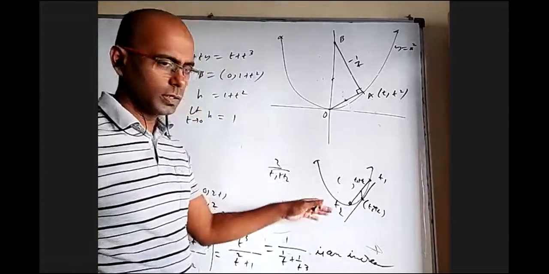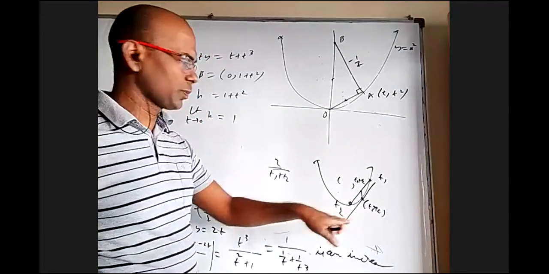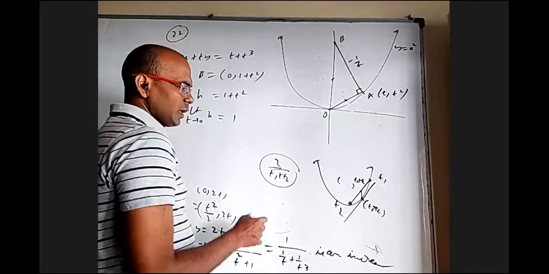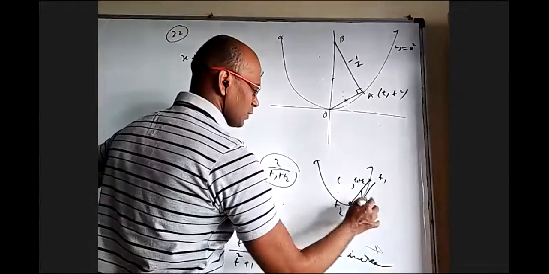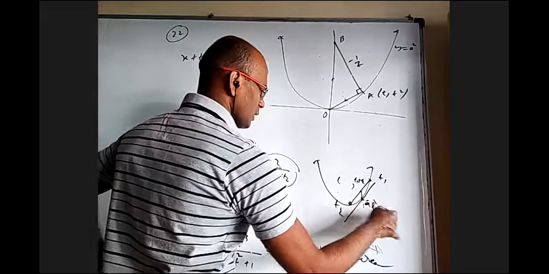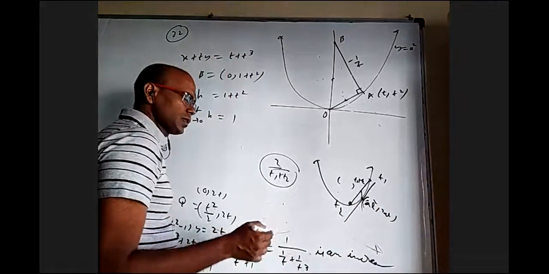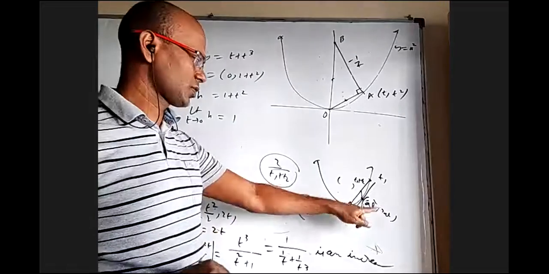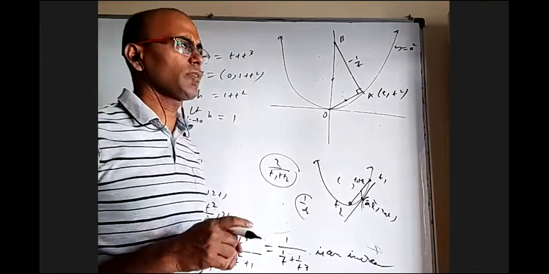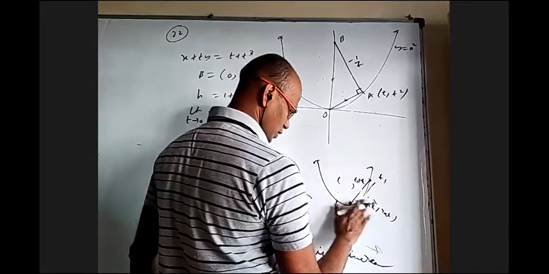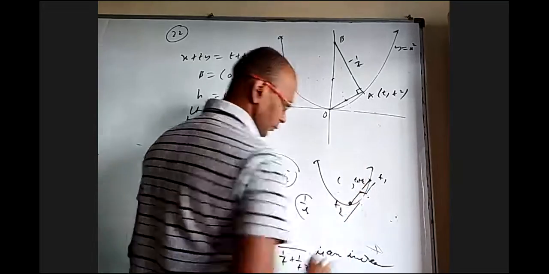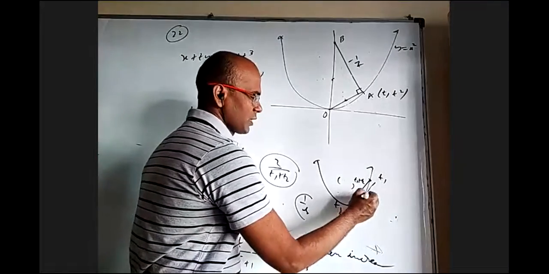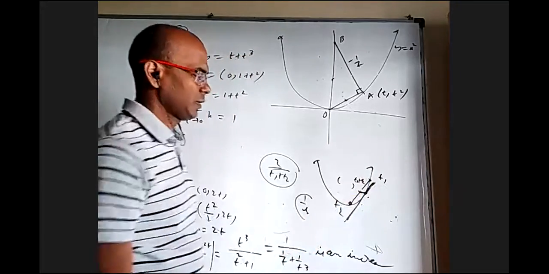For a tangent to be parallel to the chord, the slope of the tangent should also be this. If this point is al square comma 2al, the slope of the tangent is 1 by l. So l should be t1 plus t2 by 2. So this point and this point should have same y coordinate. Sorry, not vertical line, horizontal. Draw a horizontal line through this, it will have the same y coordinate, and draw the tangent, they are parallel.